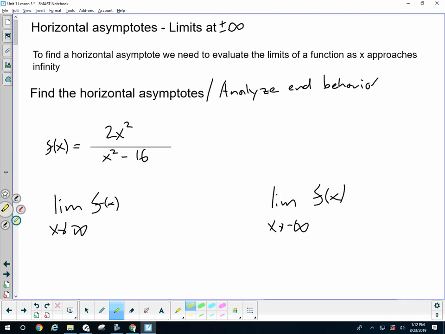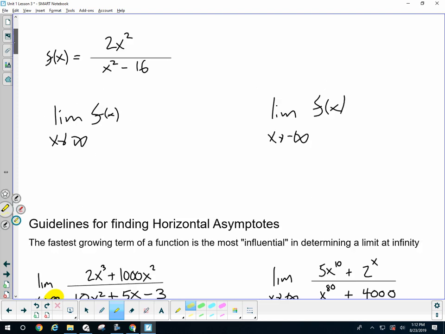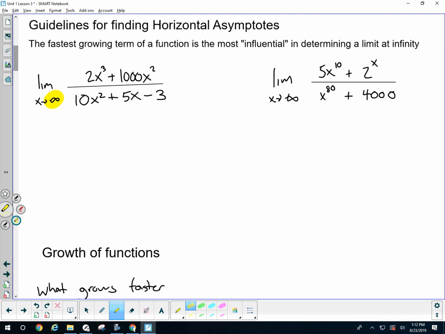But if you are not told and you're just asked to find the horizontal asymptotes, you need to look in both directions. Okay? And we won't even do this. We're going to get to it later.